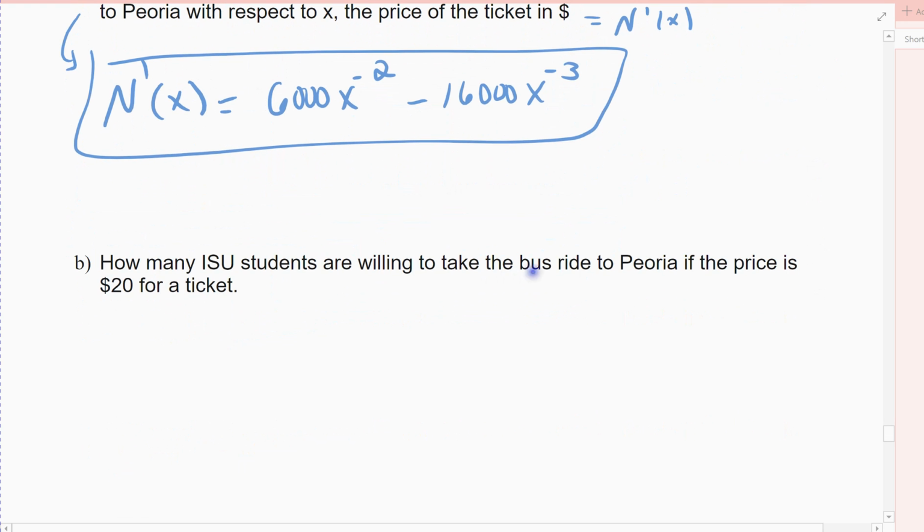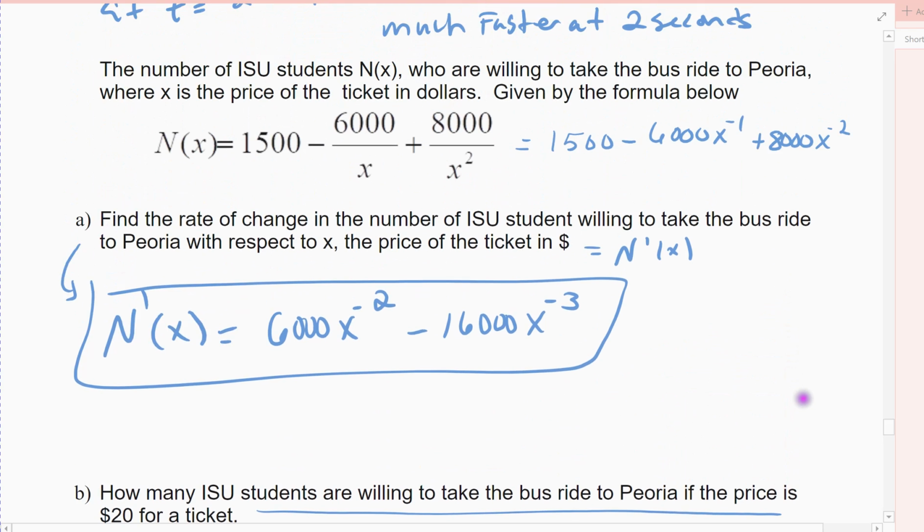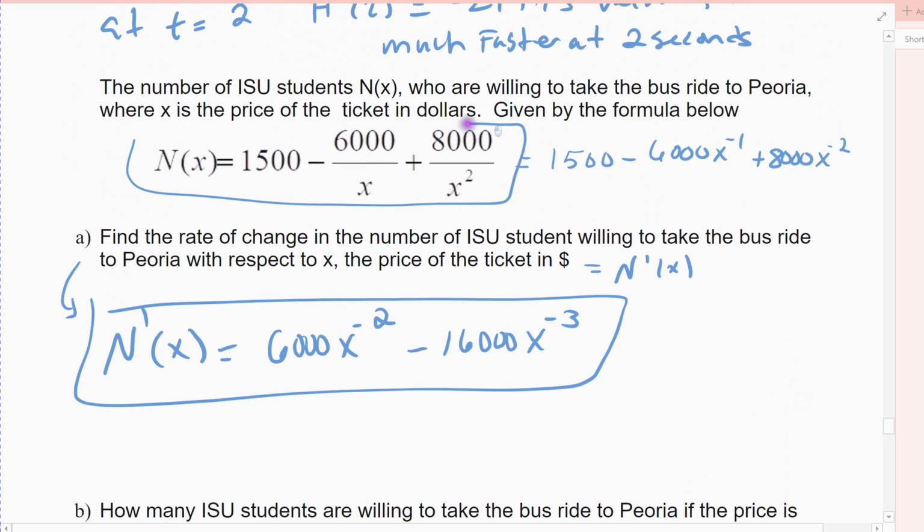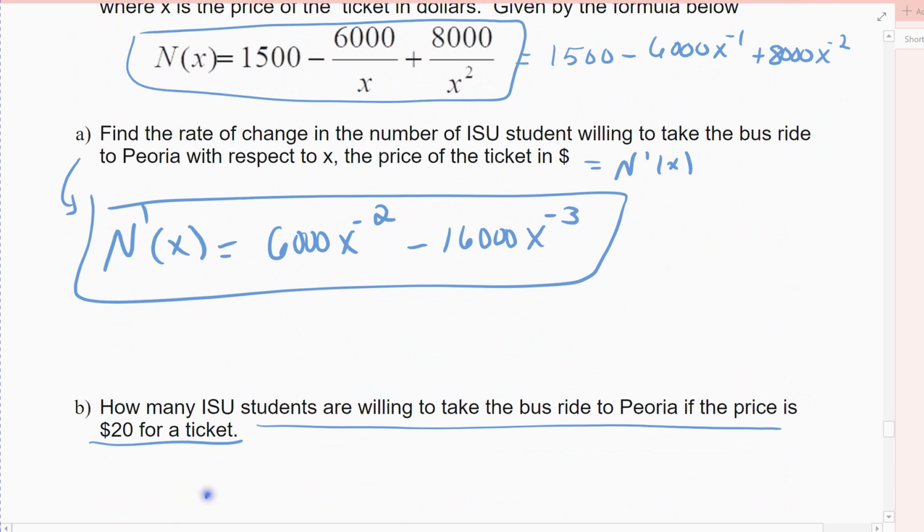How many ISU students are willing to take the bus ride to Peoria if the price is set for $20 per ticket? Alright, so it's just asking how many. That's not asking for a rate of change, that's just asking you to plug it into the original. How many students are willing? Number of students, that's what the original is. So this is just asking you for n of 20.